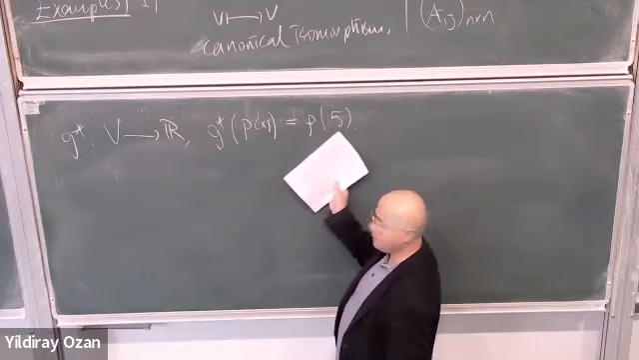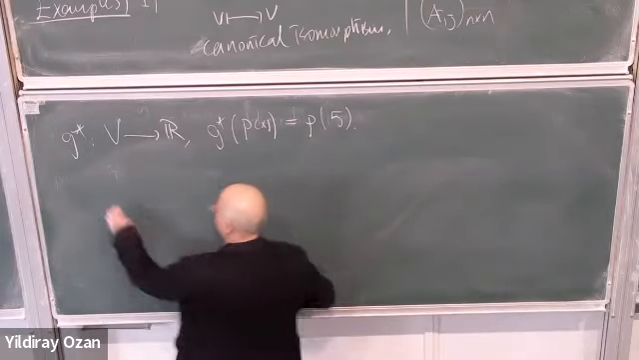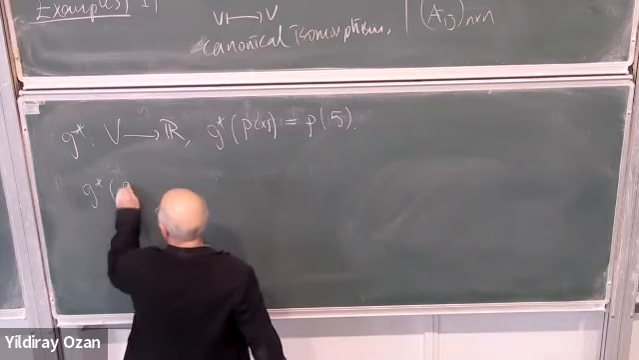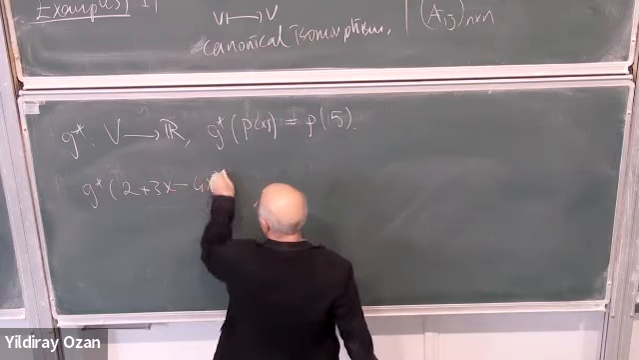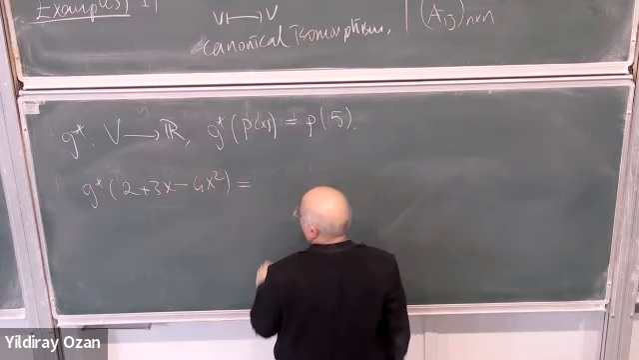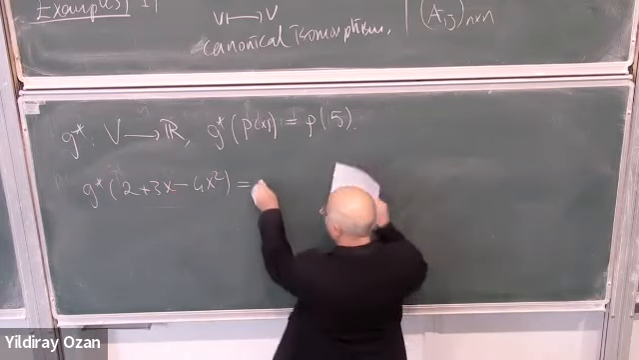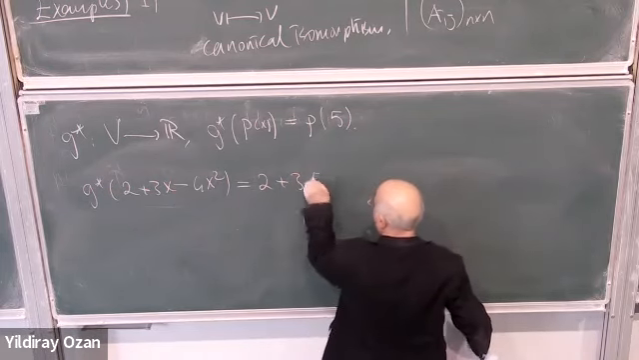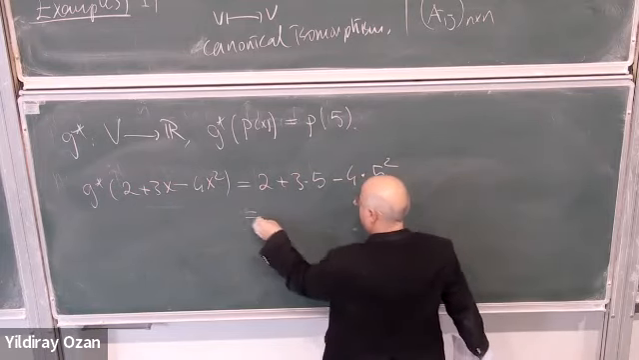So this is a real number, right? You evaluate that polynomial at 5. For example, g star of 2 plus 3x minus 4x squared. What is this? You have to compute this polynomial at 5. So this is just 2 plus 3 times 5 minus 4 times 5 squared. So what is this?